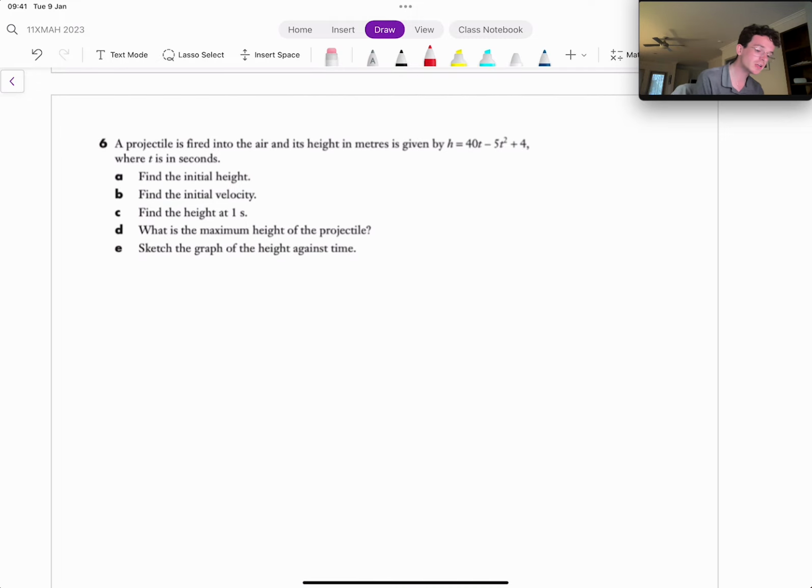Question 6. A projectile is fired into the air and its height is given by h is 40t minus 5t squared plus 4. A, find the initial height. Well, h is equal to 40t minus 5t squared plus 4. So the initial height is when t is 0. So h of 0 is 4. So the initial height is 4.